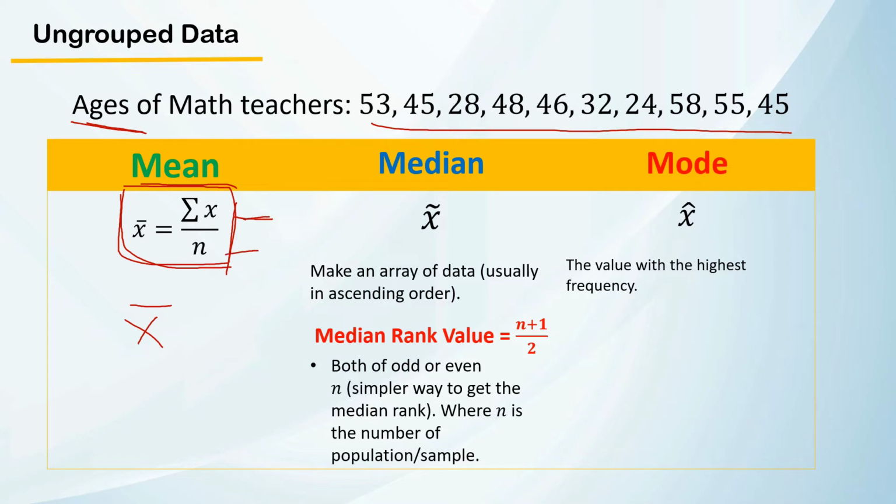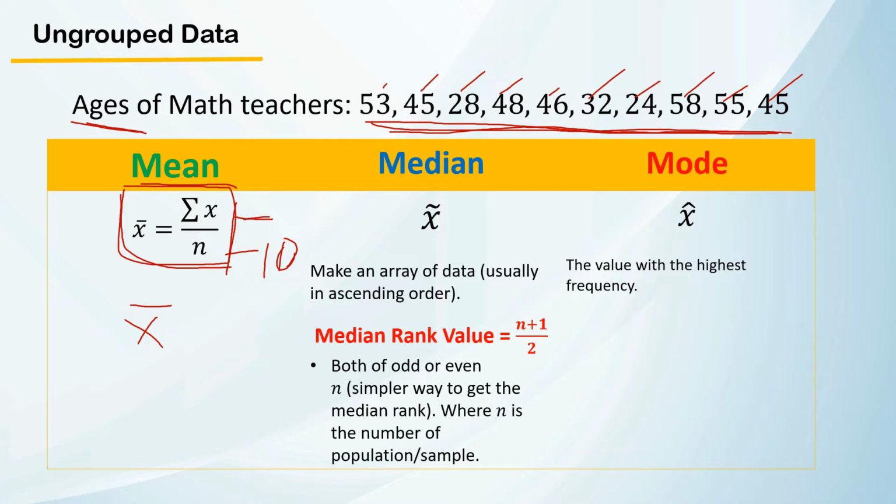So in this part, our N is 1, 2, 3, 4, 5, 6, 7, 8, 9, 10. So our N is 10. And to get the summation of X, we will just add all of these ages.